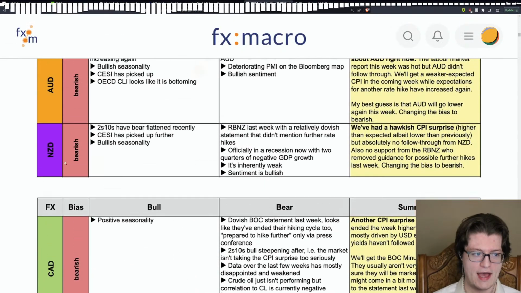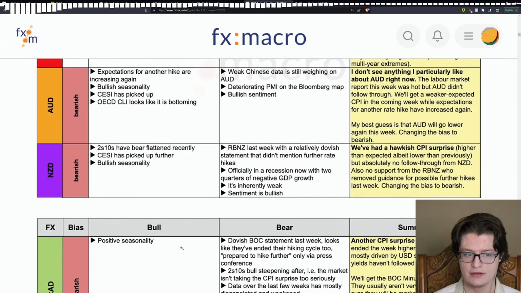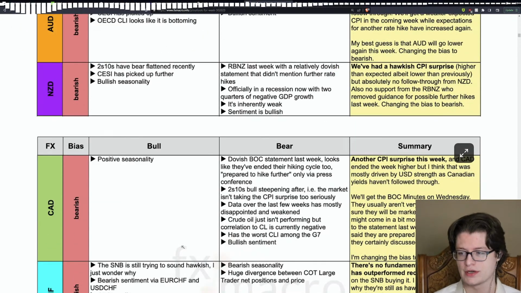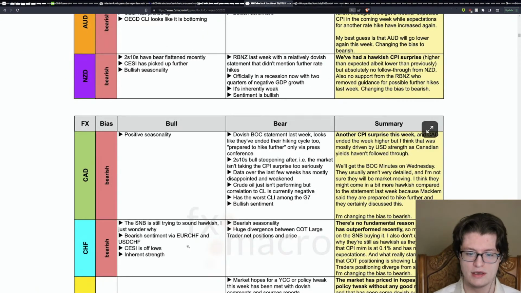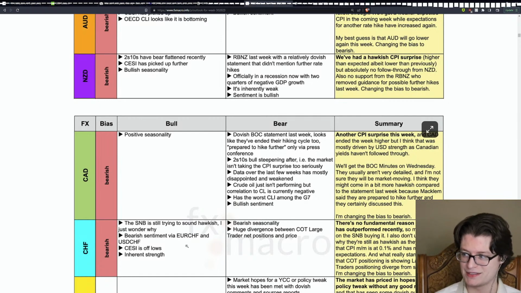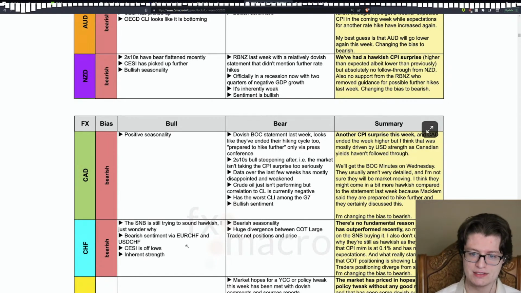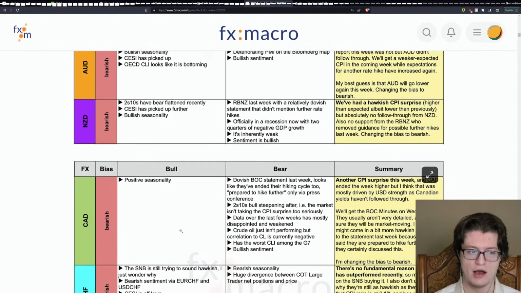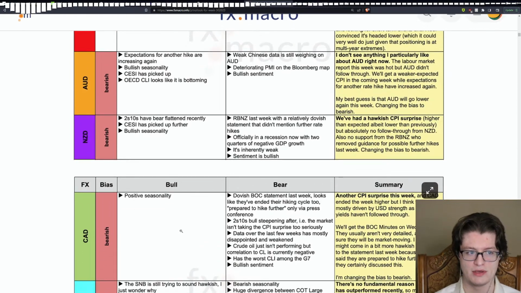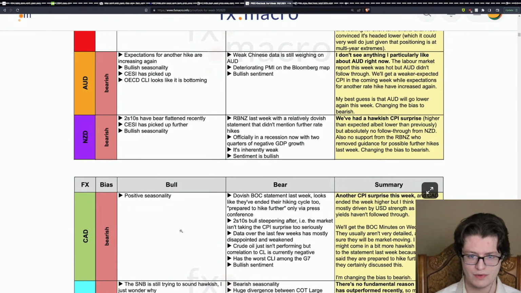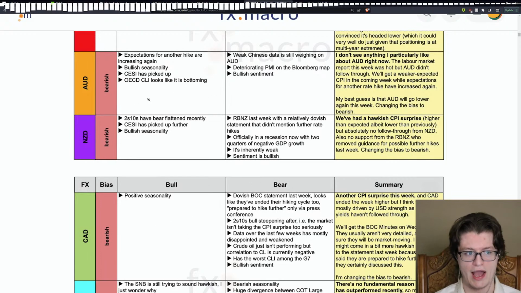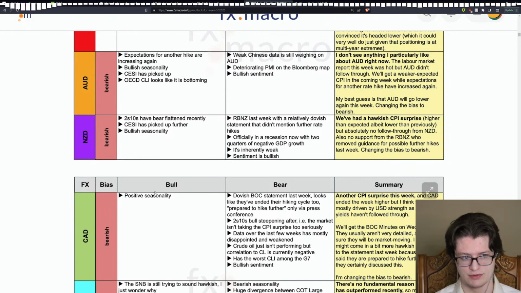Yeah, again, CAD, Aussie, and New Zealand, their direction is most likely to be dollar dependent. So the strength or the weakness of the US dollar is going to be a larger determining factor maybe over the next 3 months for how these three currency rates move against the US dollar.